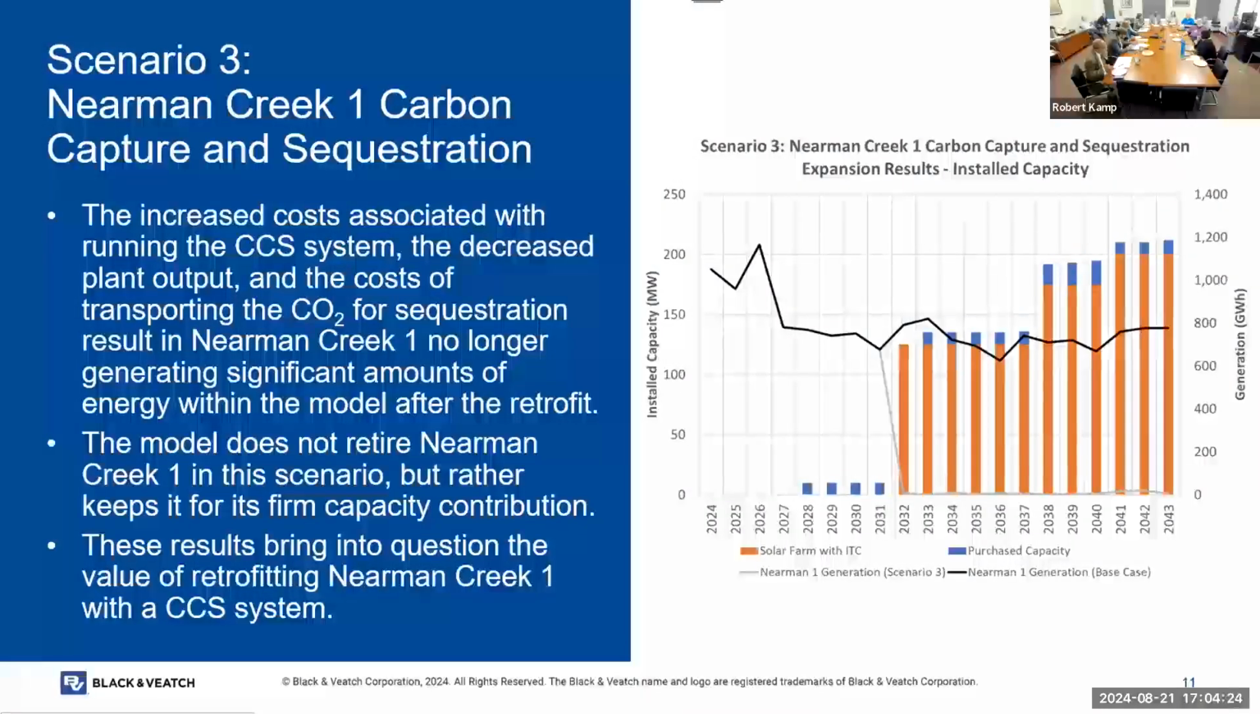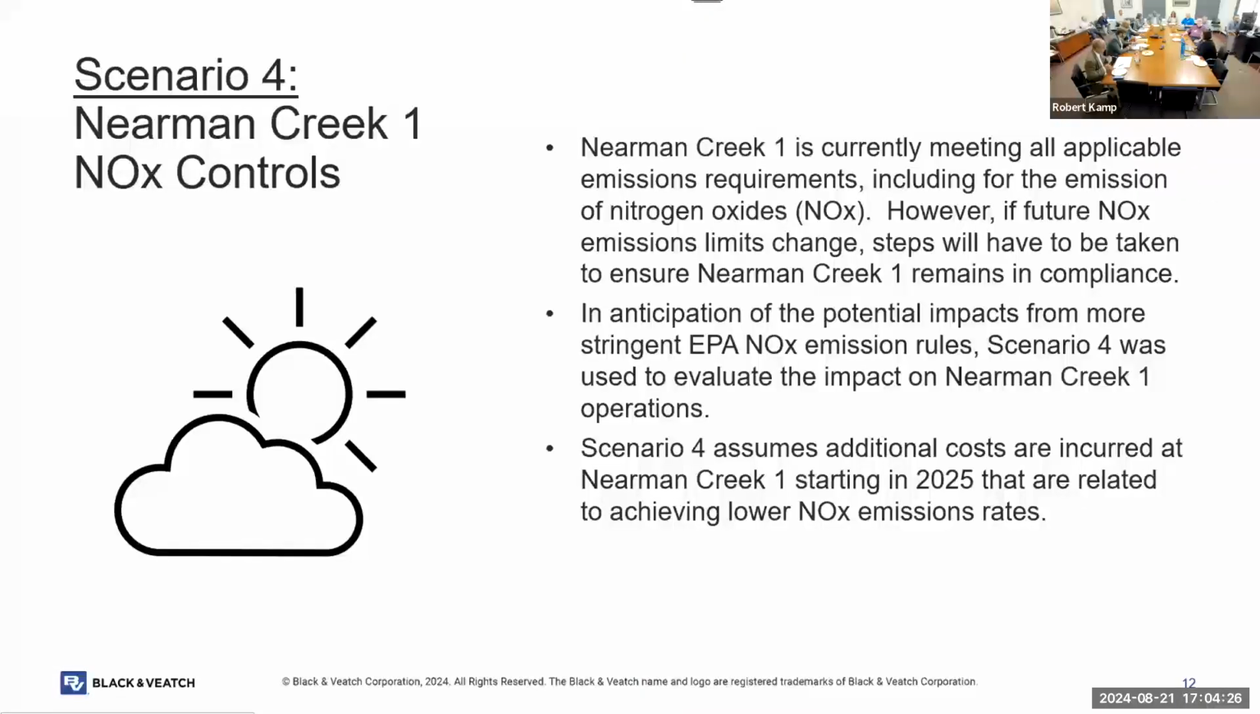All right, we'll go to the next slide, please. Scenario 4, again, is another one of these environmental scenarios related to Nearman Creek 1. This is looking at NOx emissions, nitrogen oxides. Currently, Nearman Creek 1 is meeting all the emission requirements, but anticipating future changes, steps would have to be taken to ensure Nearman 1 remains in compliance.